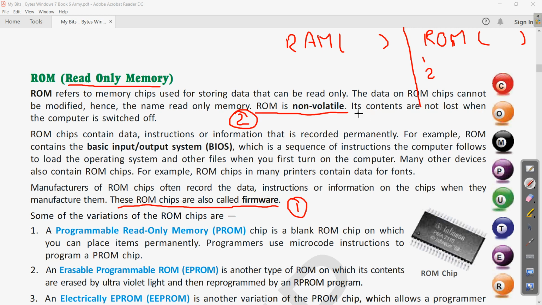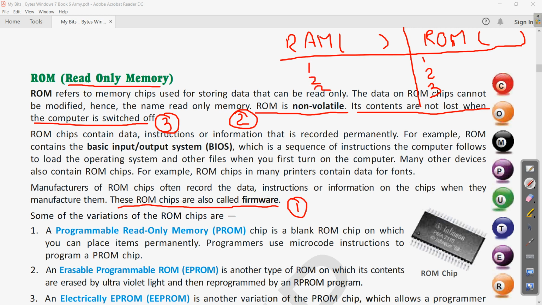And third point here it is, its contents are not lost when the computer is switched off. Clear? So this is the third point about the ROM. Very short answers and very easy to learn as well. Clear? So these three are the 3 points about the ROM. Clear? So we have written the difference between RAM and ROM. In RAM as well we have written 3 points. In the ROM also we have written 3 points.